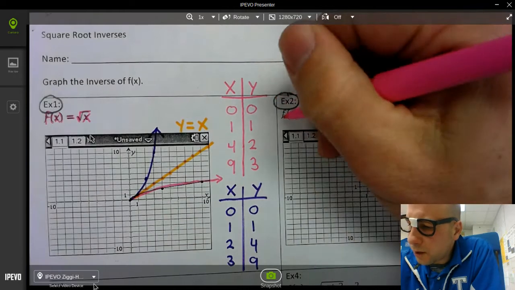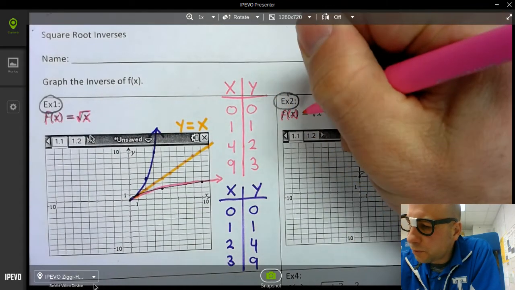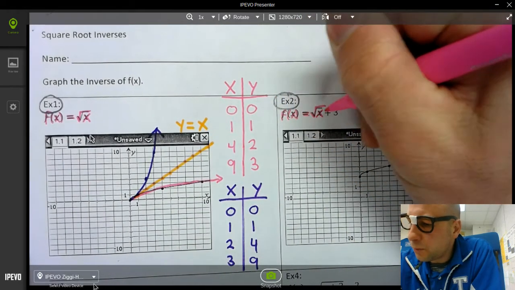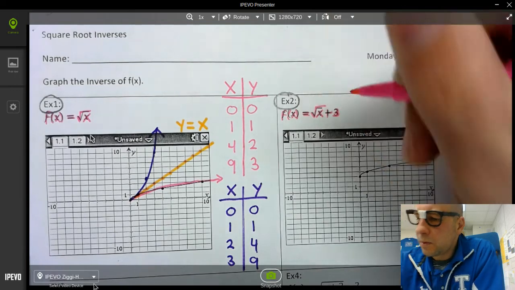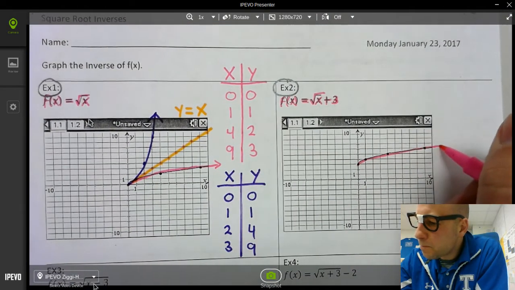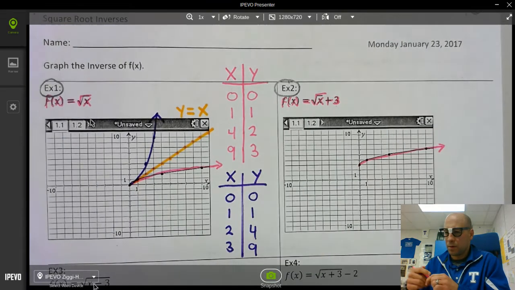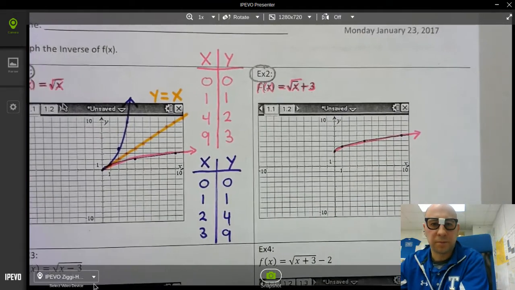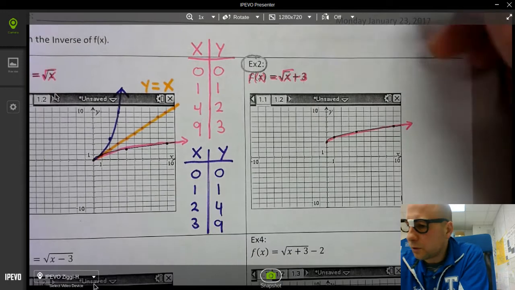All right, so again, I'm going to make the original function Posh Pink, which is a shade of blue. All right, so I need to make a table. So again, x, y.